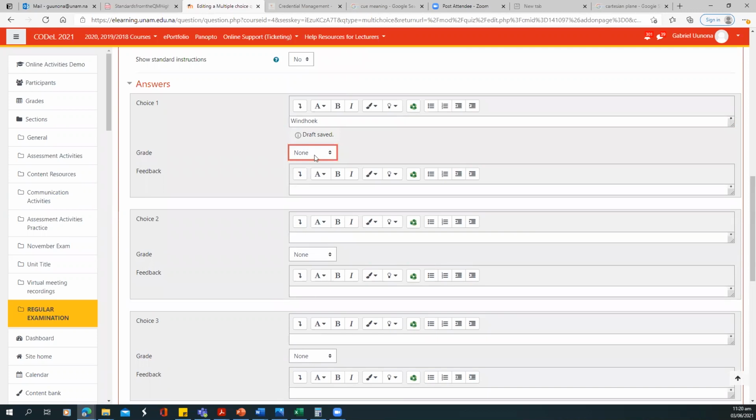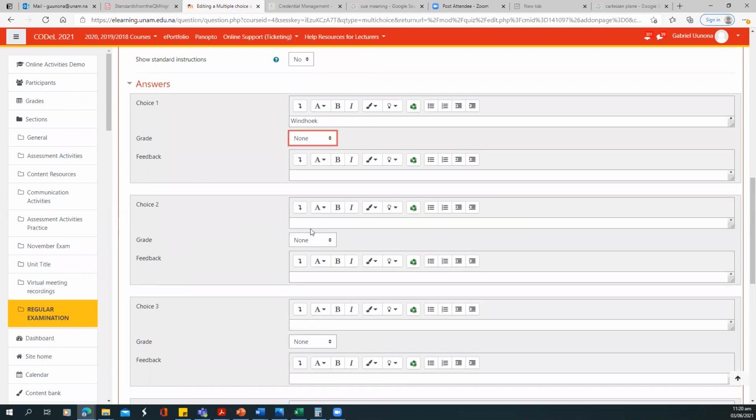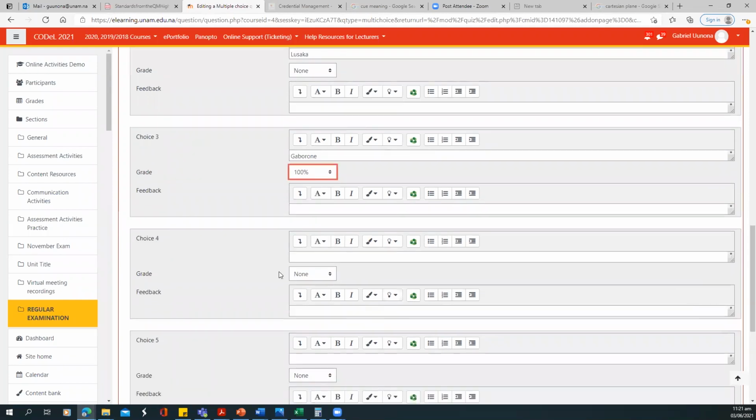Because it's wrong, we keep none at grade. The second choice perhaps is Lusaka, and it's none because it's wrong. The third choice perhaps is the correct one, and then we put 100% because it's a right answer. The fourth choice might be Rwanda, and you put none because it's wrong, okay?